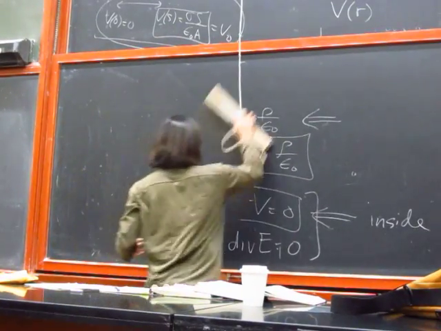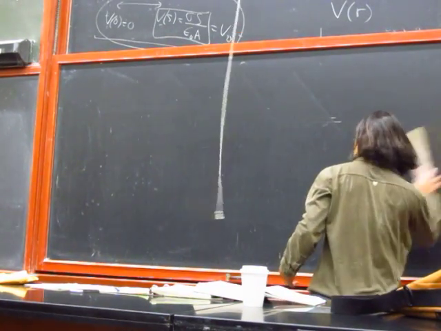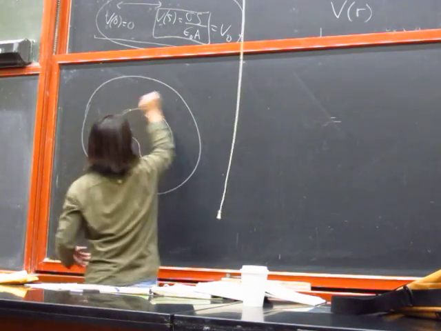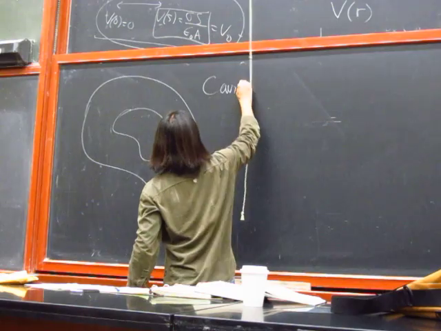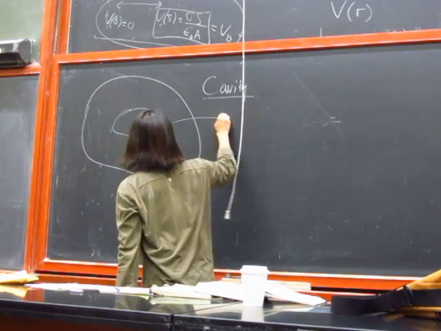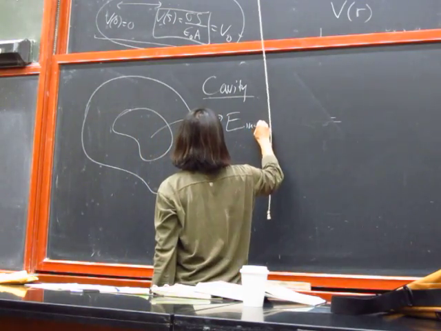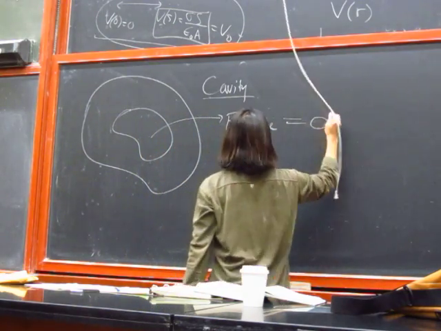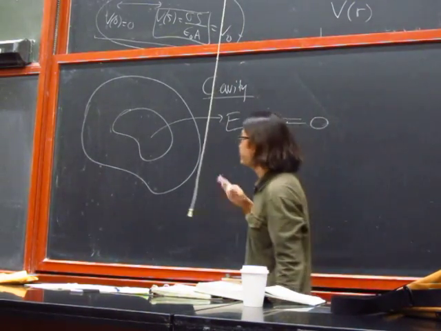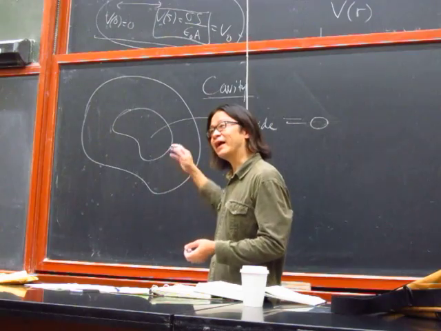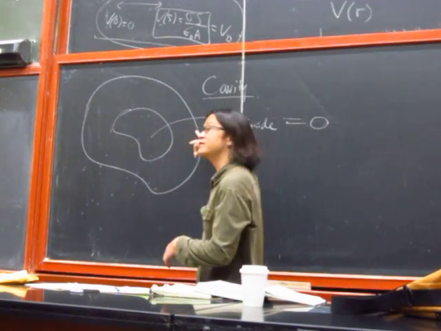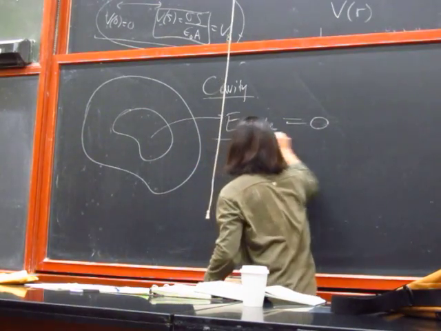I did prove that the field inside the cavity is 0. If I have a cavity, E inside is 0. So we can prove that. I'm not going to repeat it because I like that proof better, it's very physical. Make sure that you understand it. I'm not going to get into the discussion.